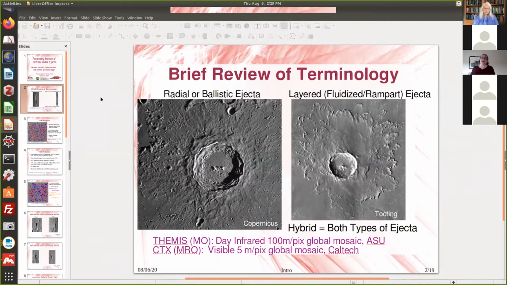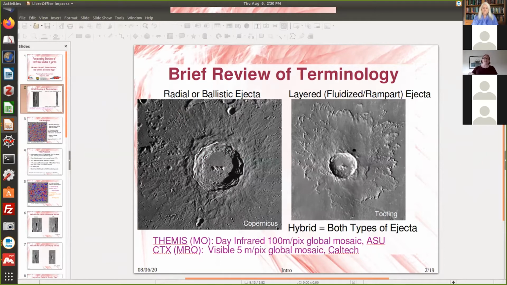And then the other type is layered ejecta, also known in the past as fluidized or rampart ejecta, because it does tend to have this flow-like appearance, like it was fluidized. So it included some kind of volatile as it was flowing across the surface. And the ramparts came from this idea that a lot of these, but not all, have thicker ends or ramparts. And these are just two examples, one from the moon and the other from Mars.